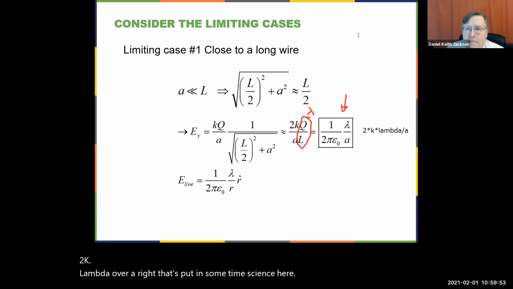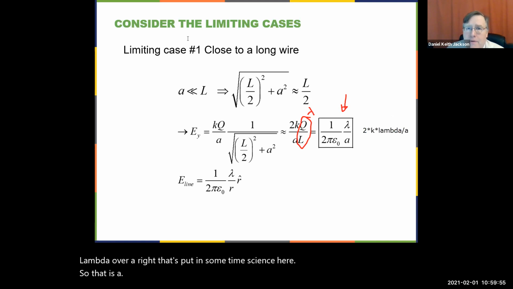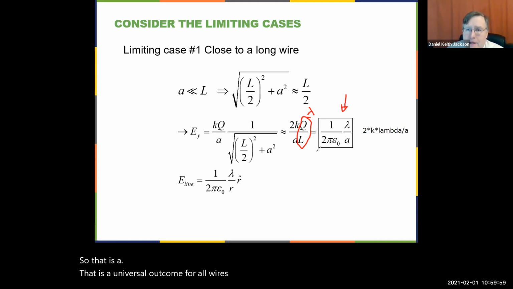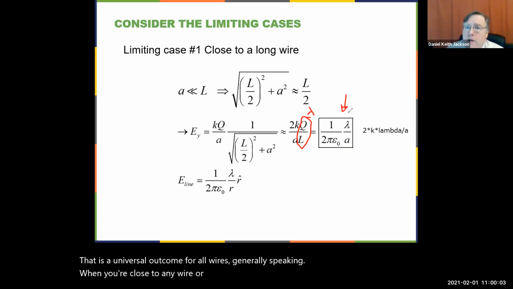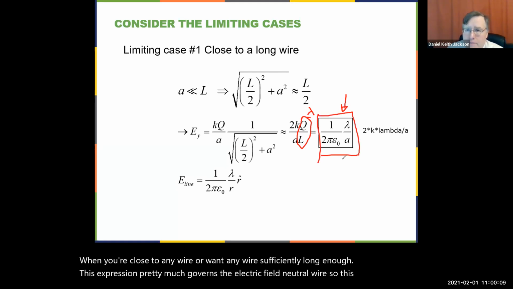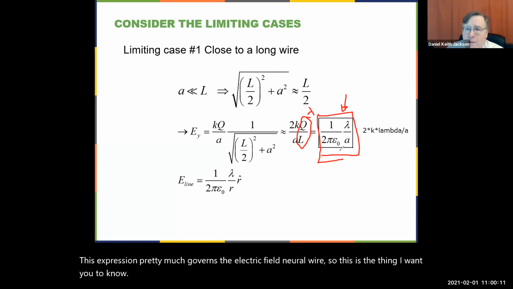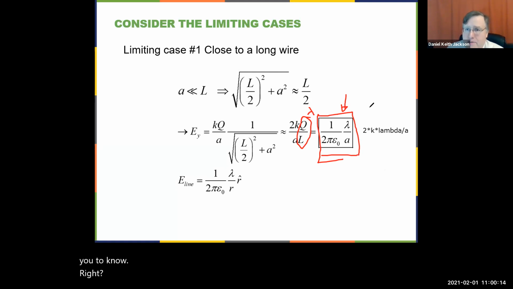So that is a universal outcome for all wires. Generally speaking, when you're close to any wire or when any wire is sufficiently long, this expression pretty much governs the electric field near a wire. So this is the thing I want you to know. Write that down, memorize it, inscribe it on your equation sheets, but we'll be seeing this one again.